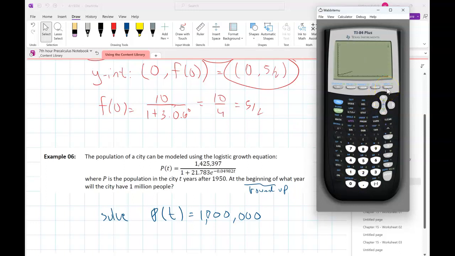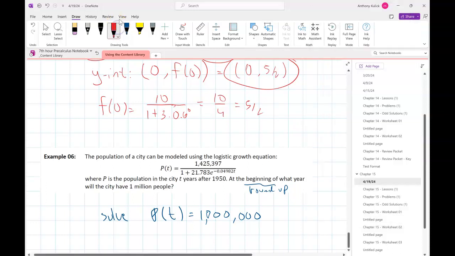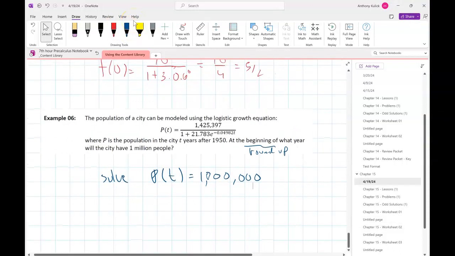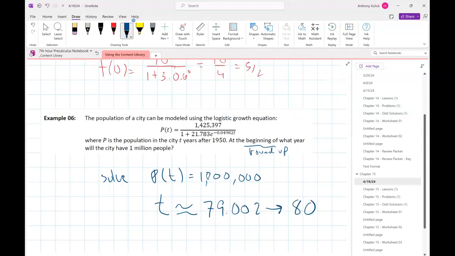And I'm going to hit graph. See what I get. So here's my logistic curve being drawn in. There's the line for 1 million. I just want to find that intersection. Second trace, intersect, enter, enter, enter. I get 79.0002. So I know I have to round that to 80.